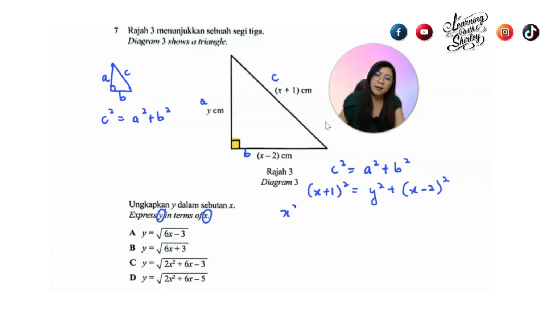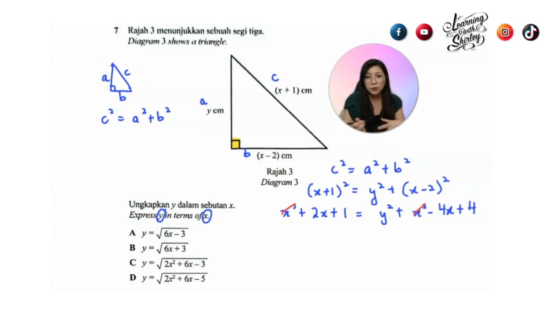So x square plus 2 times x times 1 is 2x plus 1 square is 1. Then y square plus x square minus 2 times x is 4x, then plus negative 2 whole thing square is plus 4. And then I'm going to solve this. So x square and x square we can cancel out, because x square minus x square, when we move over to the left, minus, then no more x square, right?